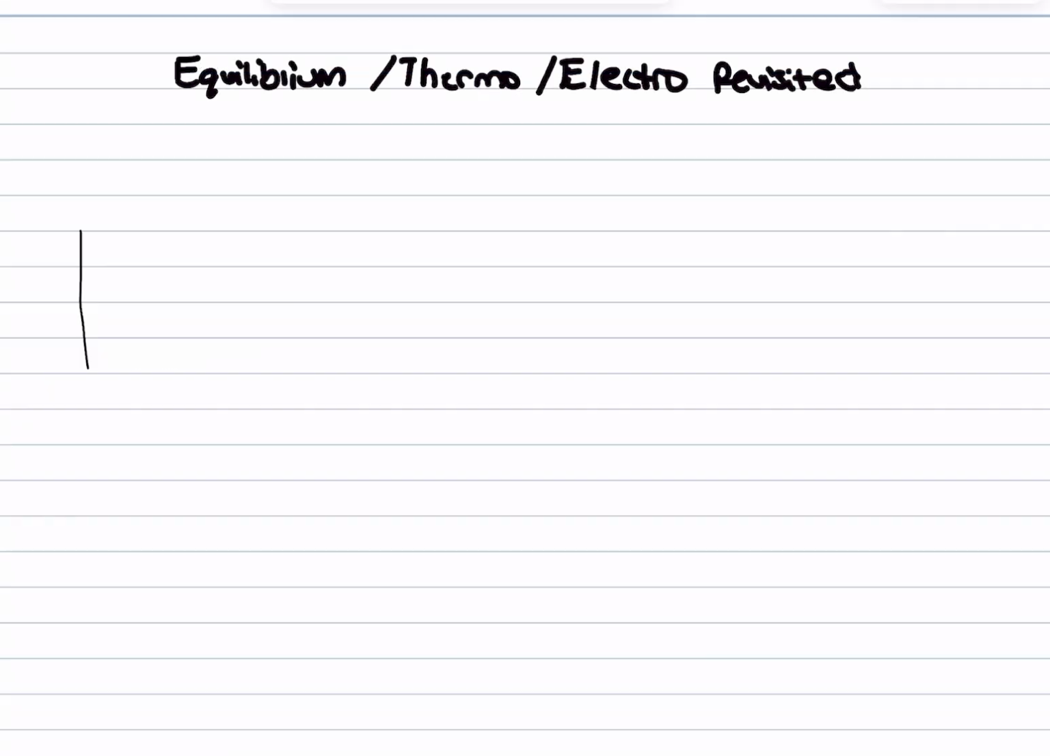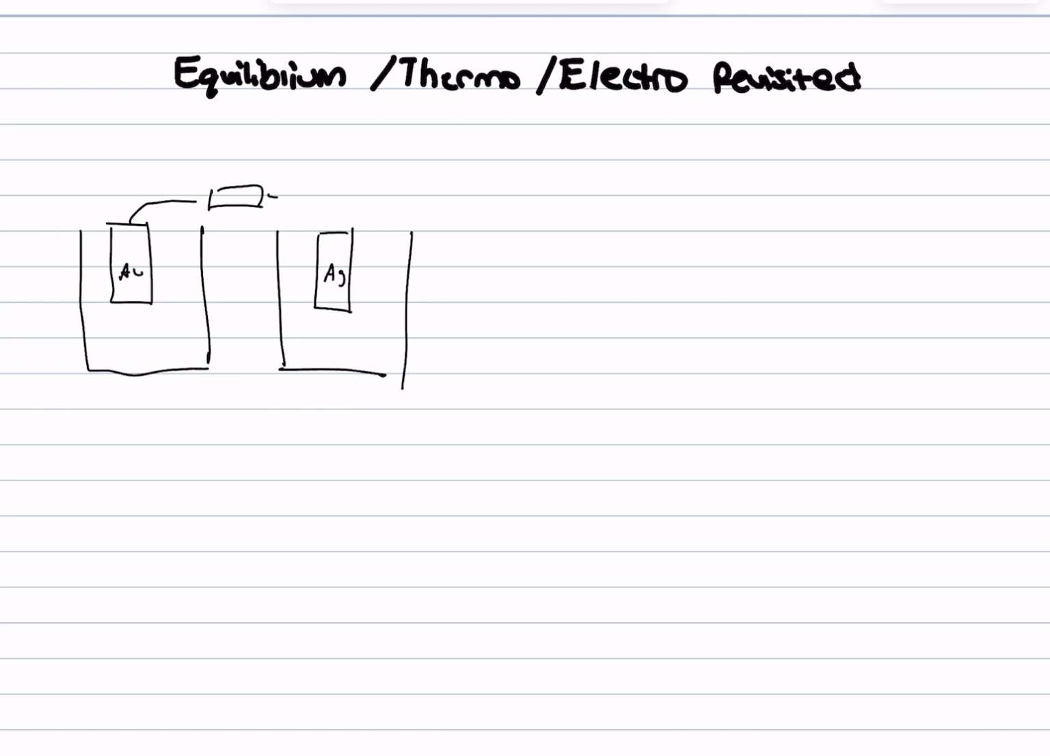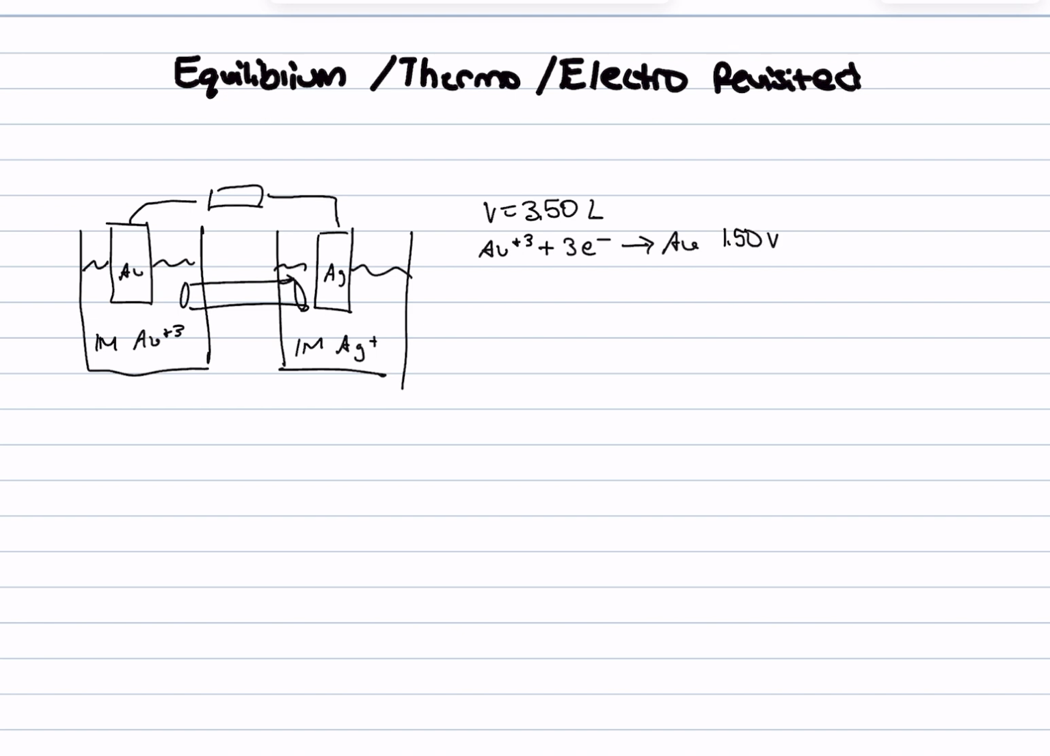Next, we're revisiting equilibrium, thermochem, and electrochem, and combining them. So I'm going to start off by drawing this galvanic cell with gold and silver, each with a 1 molar concentration and a volume of 3.5 liters. And we are given the reduction potentials for both of them, as well as a change in E of negative 0.0100 volts at 298 Kelvin. And we're asked what's plated out and how much.